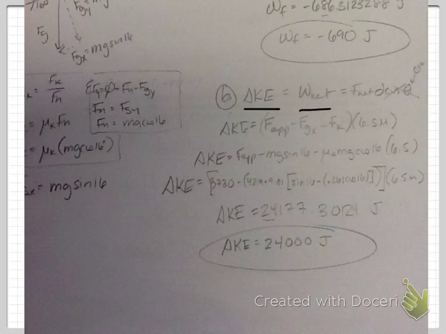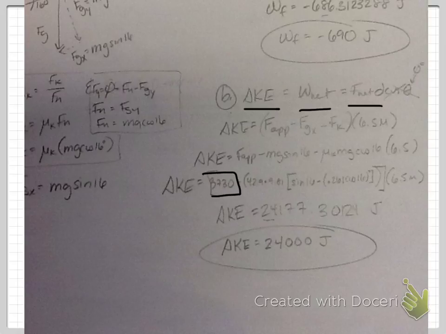Remember that delta KE is equal to the net work, which is equal to the net force times distance times cosine of theta. This thing is moving up the ramp, so the angle between the net force and the movement is 0, so we can get rid of the cosine theta. So then delta KE would be equal to the force applied minus the force of gravity on the x minus the force of kinetic friction, times 6.5.